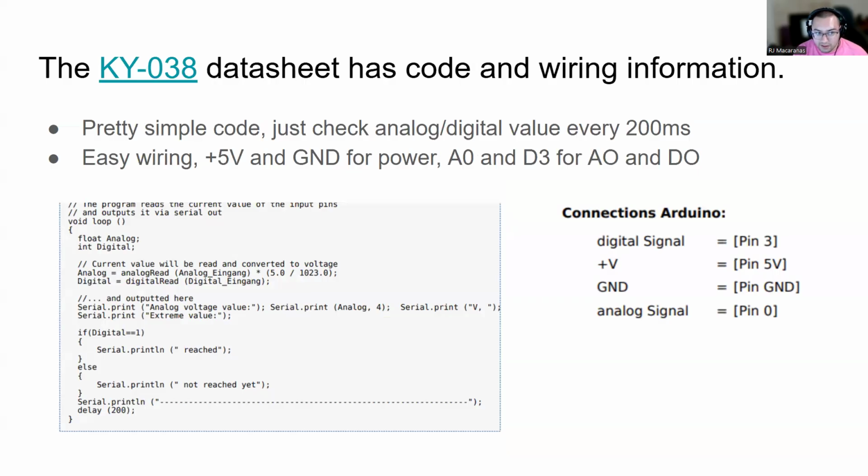So I've linked the data sheet for this KY038, and it's got some example code for you to review. It's pretty straightforward, right? We're just on the analog pin, we can run an analog read, and then a digital pin, we can do a digital read just to get the state of both of those pins. And then it says here that we're taking in 5 volts of power. You pretty much just use the 5 volts coming out of your Arduino.